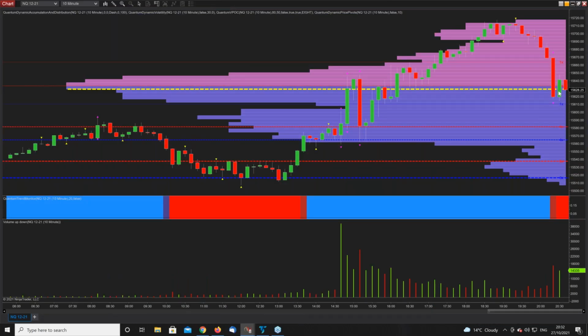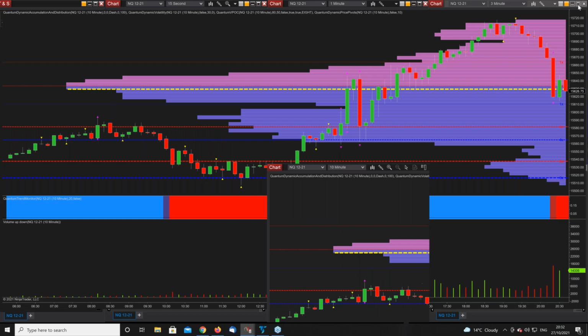It's in congestion here. Why? Because we had a volatility trigger. We got a VPOC. We're trading in the spread of the candle. It's what it's all about.